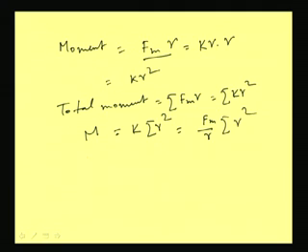From this we can write in another way that Fm is nothing but M r by summation of r square. Fm is the force due to the moment exerted on a particular rivet.